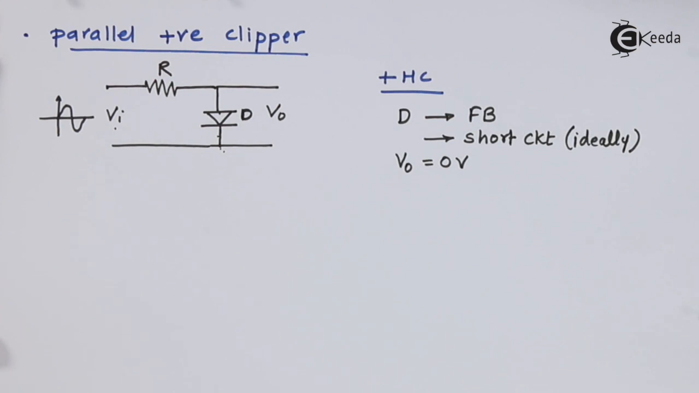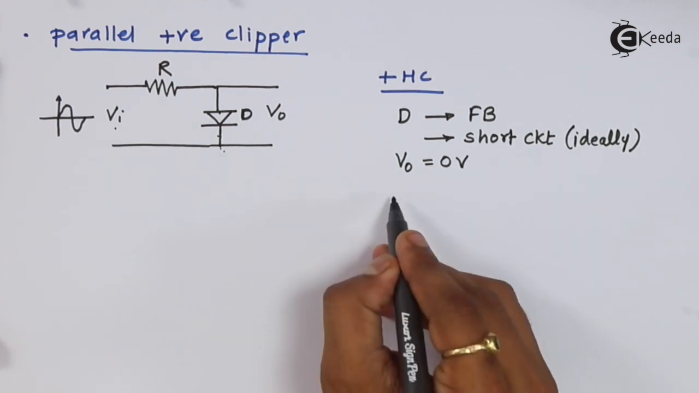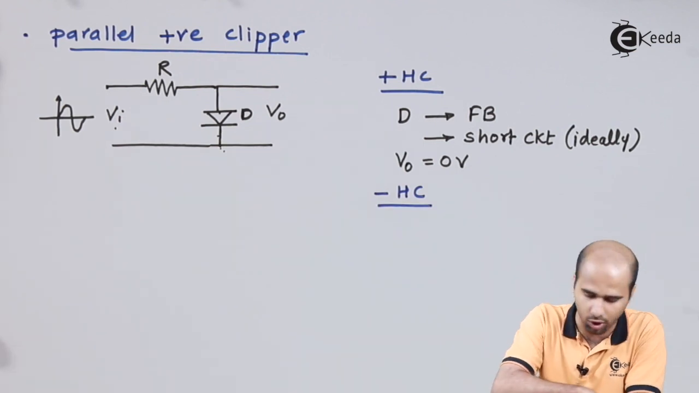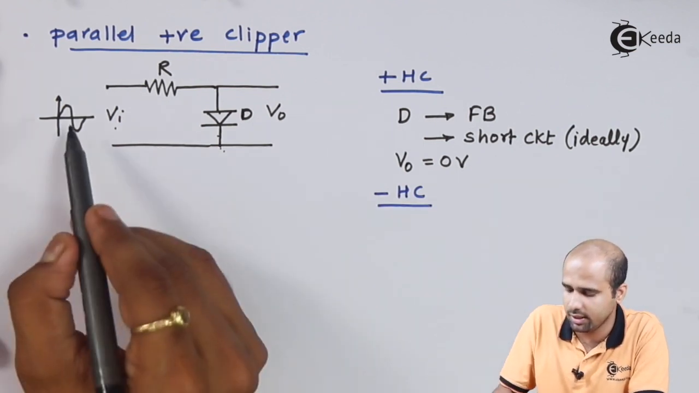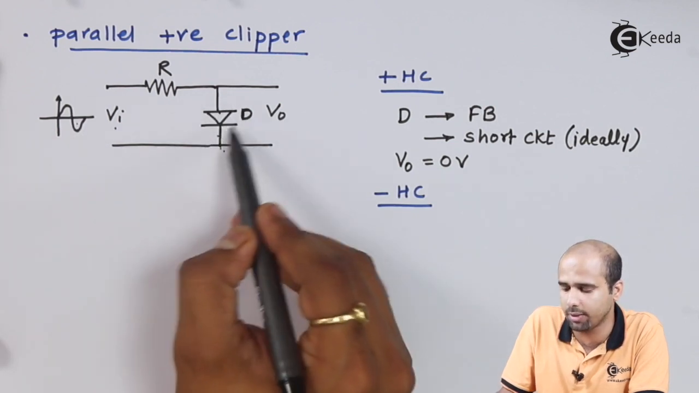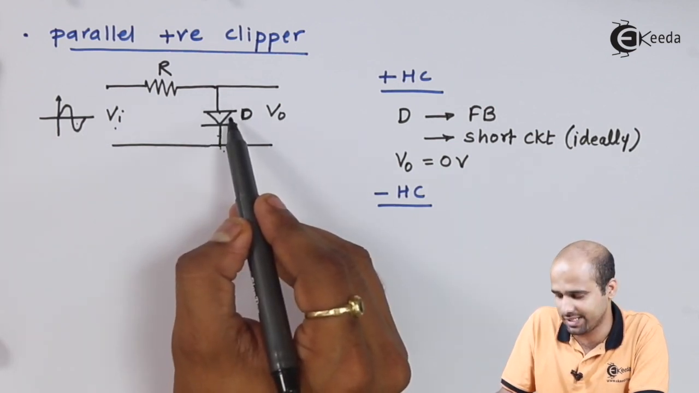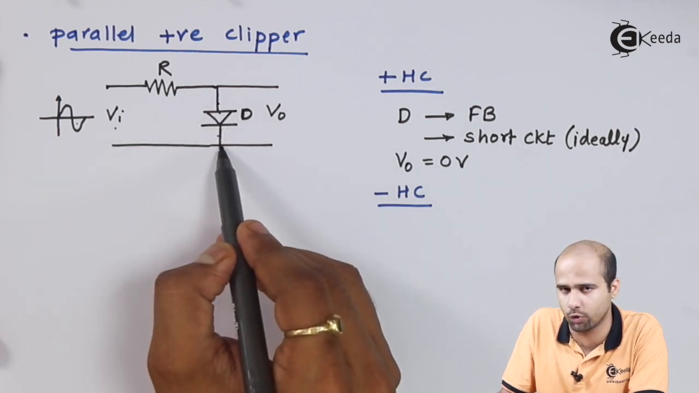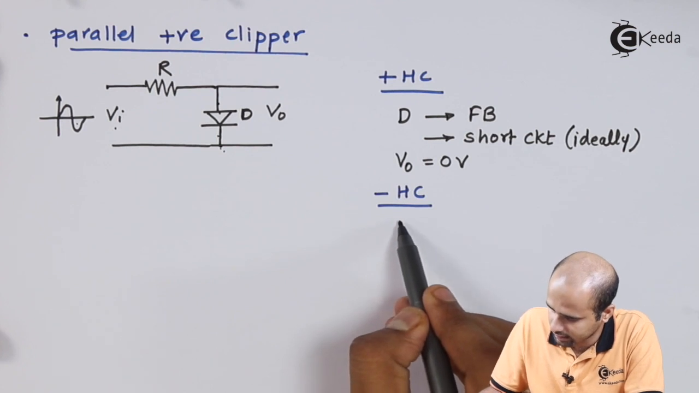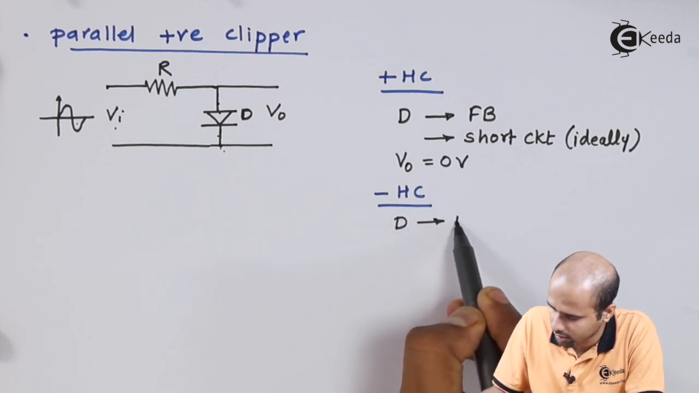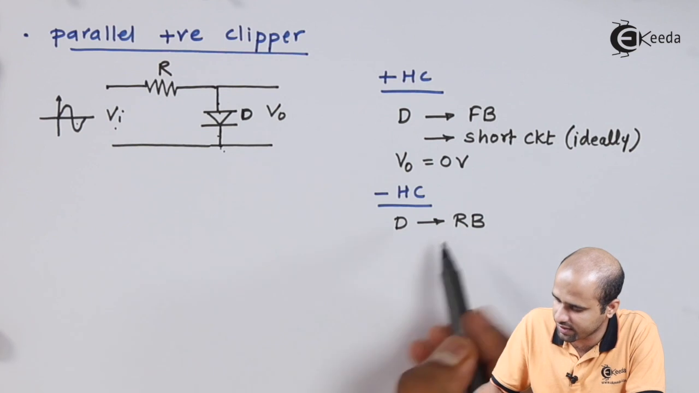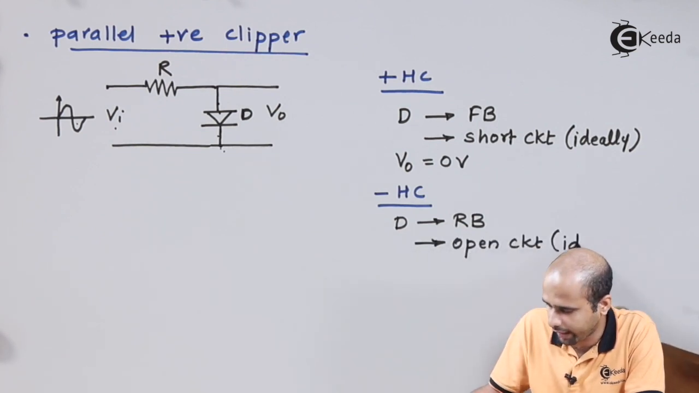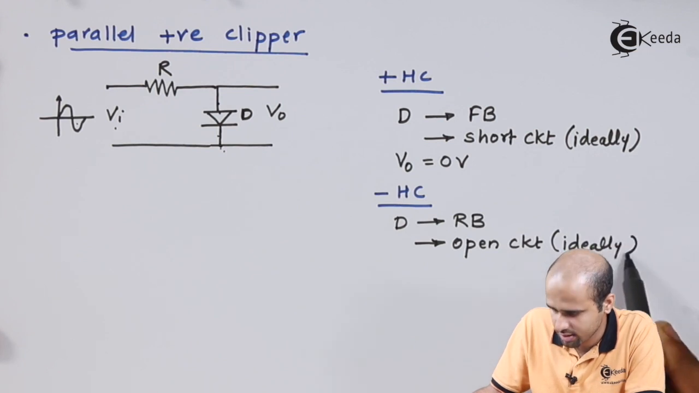Now we'll move to the next half cycle, that is the negative half cycle, and see what will happen. For the negative half cycle, this is negative, so the diode will become reverse bias. Yes, the anode voltage is negative with respect to the cathode voltage, so the diode D will become reverse bias. As diode D is reverse bias, this will become an open circuit.